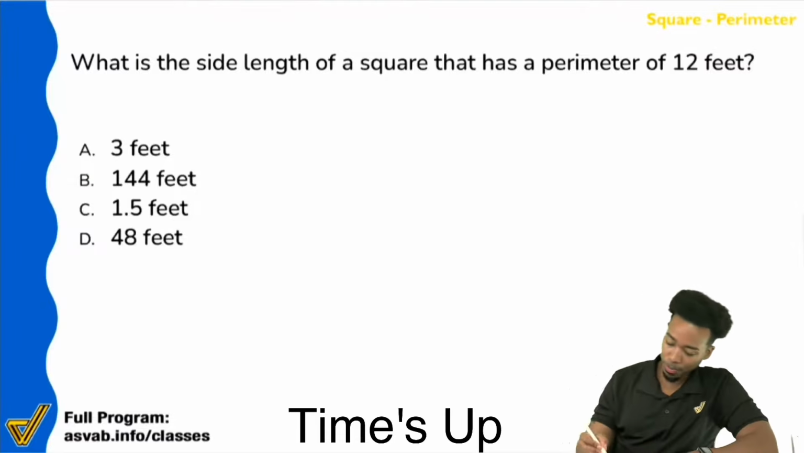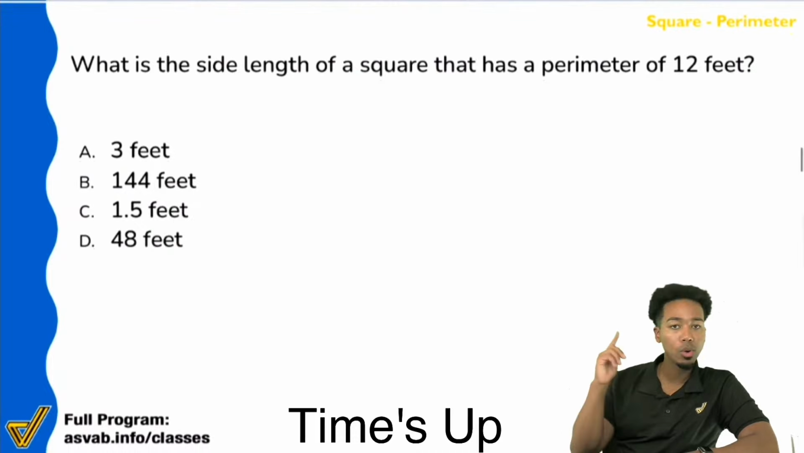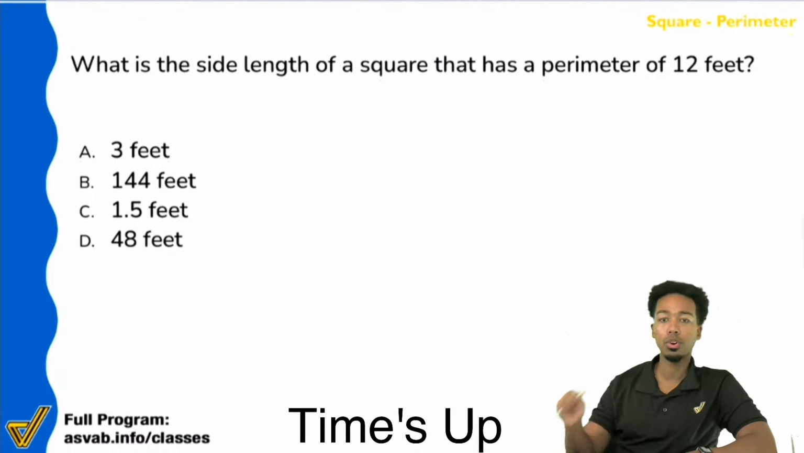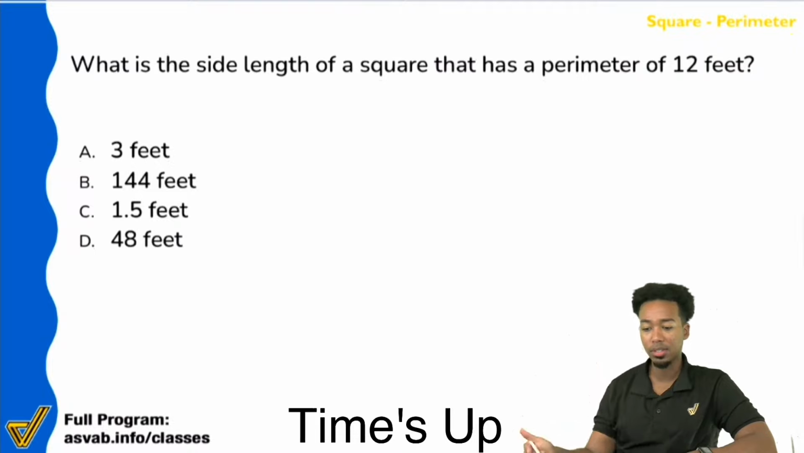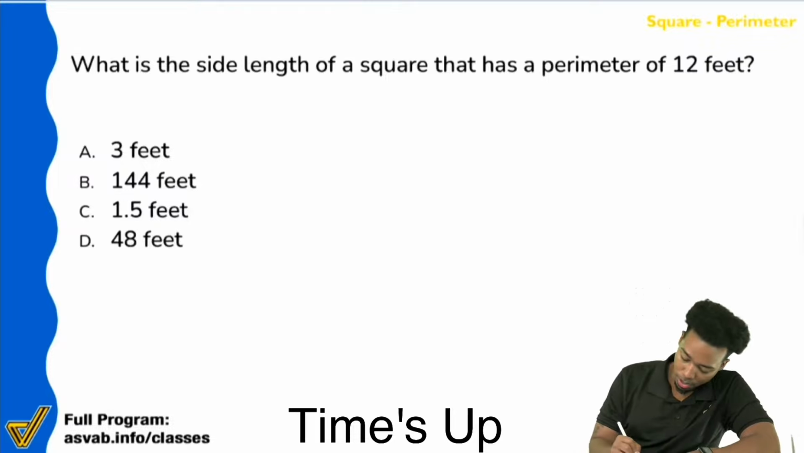Here we go. Everybody, quickly, what is, in one word, what are we looking for? One word. What is the question telling us to find? One word. Side, right there. Right here, look. What is the side length? Side. What is the side?